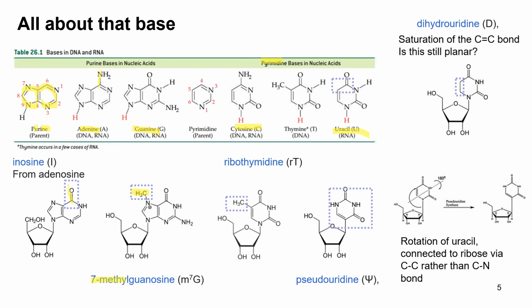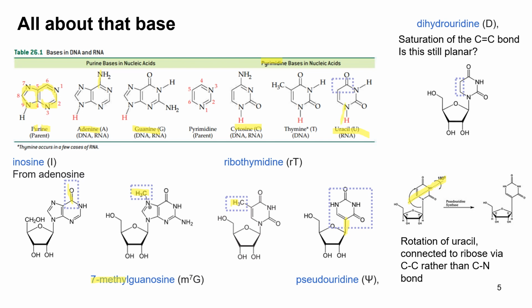In some cases, thymidine can also be found in RNA, and compared to uracil, it has an extra methyl group here. Uracil, or we call it uridine when it's connected to the ribose group, can be modified in a few ways. So here at the bottom, we have pseudouridine, where there is rotation of uracil, the base here, of 180 degrees around this axis. So now it's connected to the ribose sugar via a carbon-to-carbon bond rather than a carbon-to-nitrogen bond.